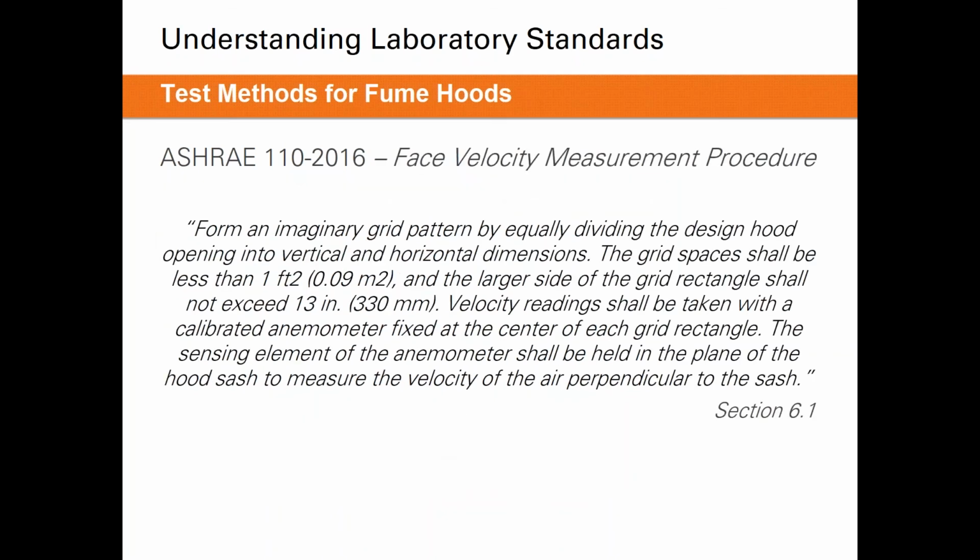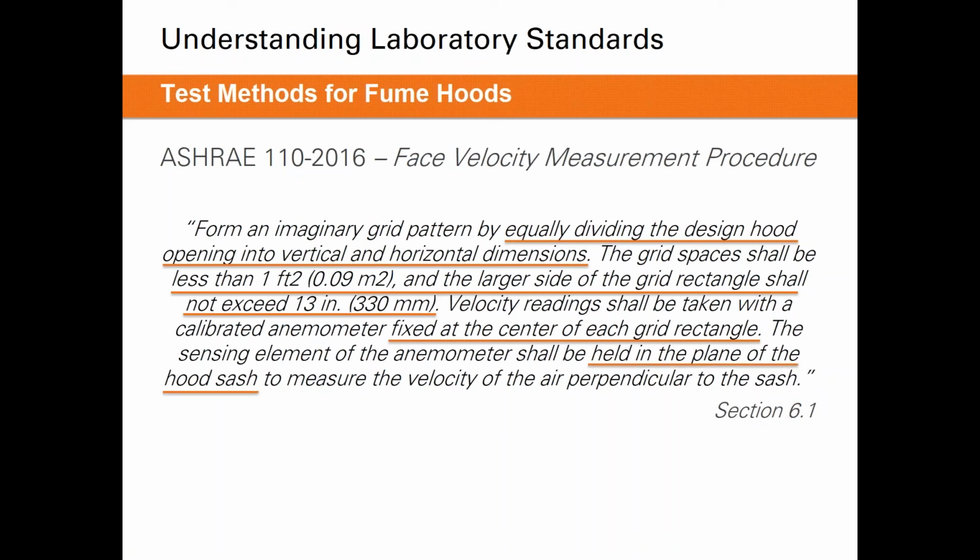So if we start with our face velocity measurement procedure, the first thing that we want to do is form an equally divided grid in grid spacings of no more than 1 square foot, where the largest side of the rectangle is not exceeding 13 inches. Once we've divided the hood opening up into that grid, we're going to take readings with the calibrated anemometer at the center of each of those grid rectangles. The last important thing here in this paragraph is that the sensing element of the anemometer shall be held in the plane of the hood sash.